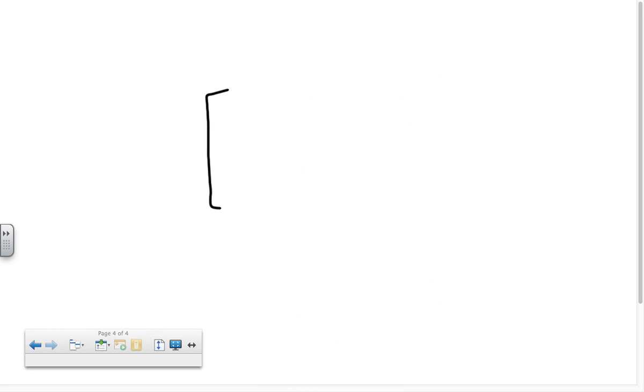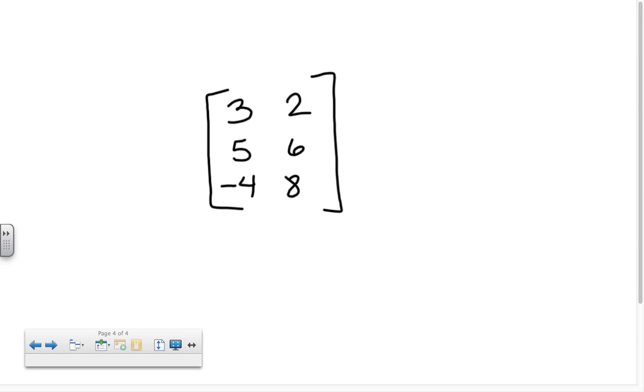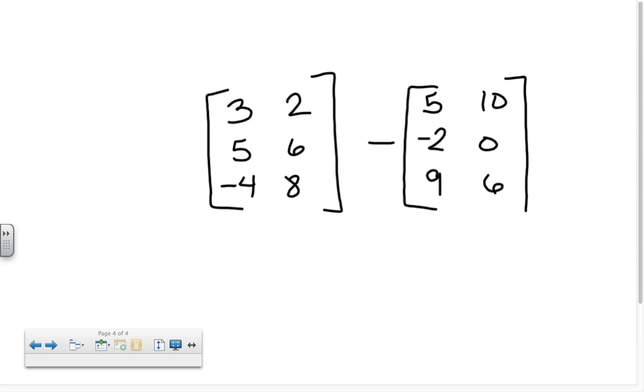I'm not going to go as far as a 3 by 3, but we'll do a 3 by 2. Minus. Okay, so my new matrix is going to be a 3 by 2 as well. That's always very important that we have the exact same number of spaces and number of terms that we have.